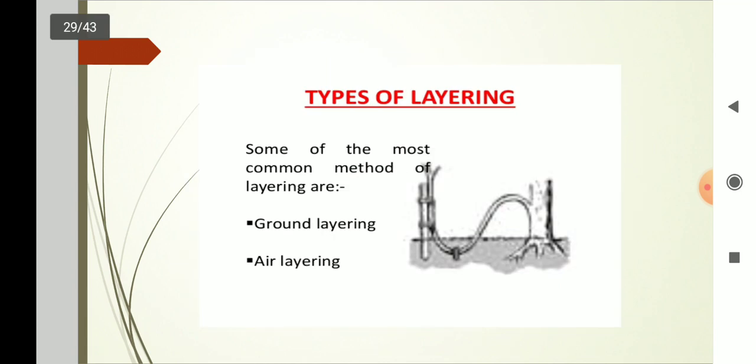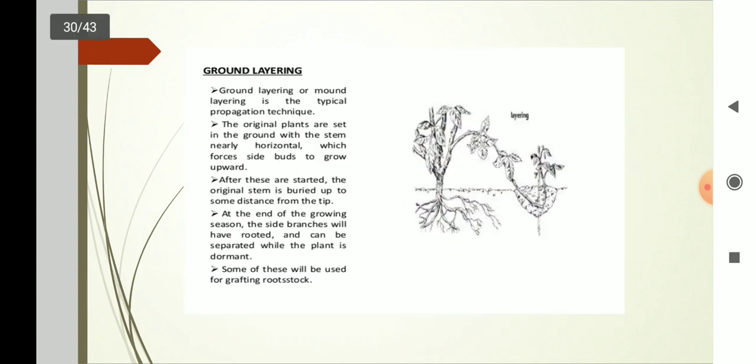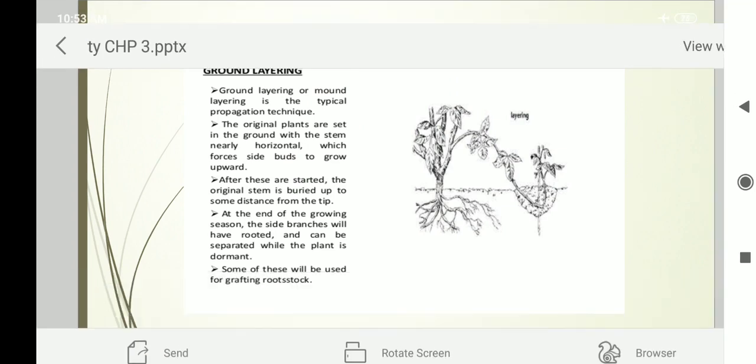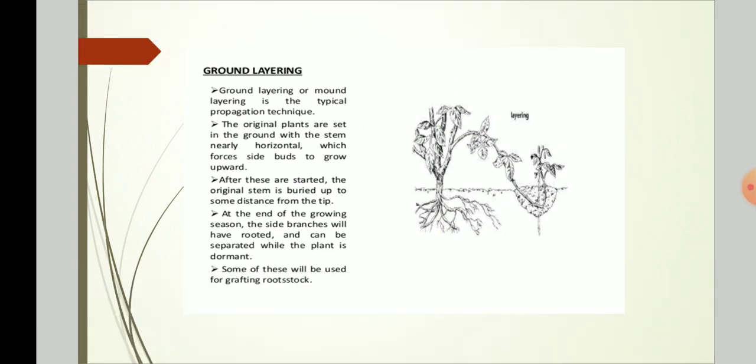Types of layering. Some of the most common methods of layering are ground layering and air layering. Ground layering or mound layering is a typical propagation technique. The original plants are set in the ground with the stem nearly horizontal, which forces side buds to grow upward. After these have started, the original stem is buried up to some distance from the tip. At the end of the growing season, the side branches will have rooted and can be separated while the plant is dormant. Some of these will be used as grafting rootstock.